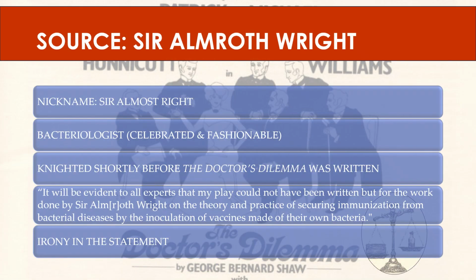The source. Now we talk about the source. Who was the source? Here I have written Sir Almroth Wright. He was a very well-known personality in the times when George Bernard Shaw was inspired to write The Doctor's Dilemma. His inspiration was this one person, Sir Almroth Wright. Let's look at who he was. His nickname was Sir Almost Right. Now see, there is humor there. That was his nickname, Almost Right.